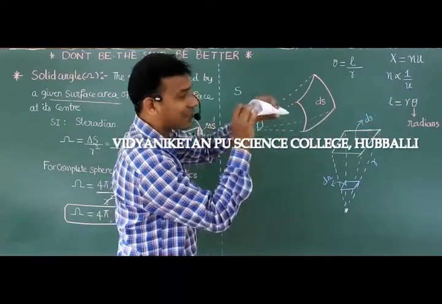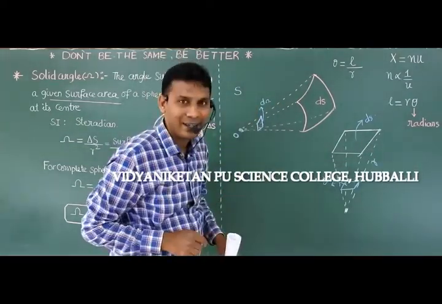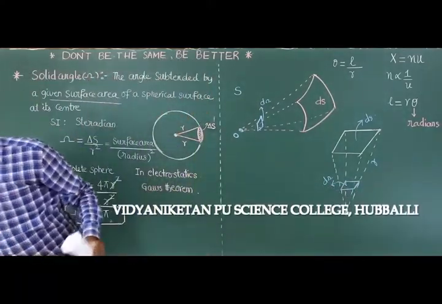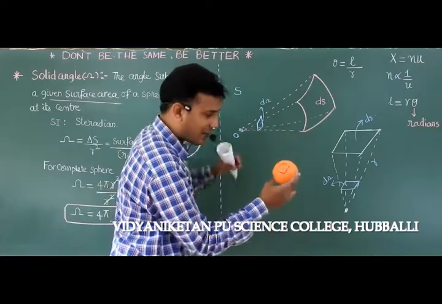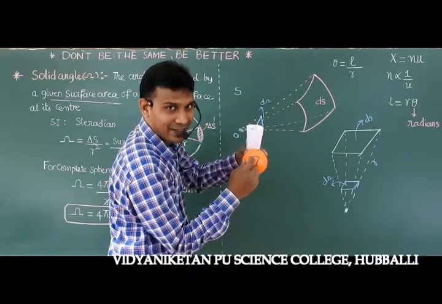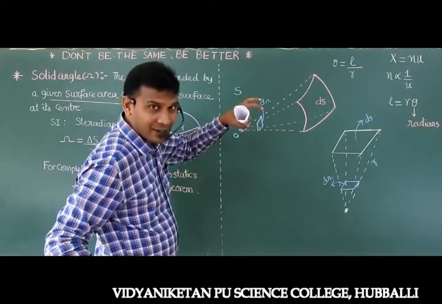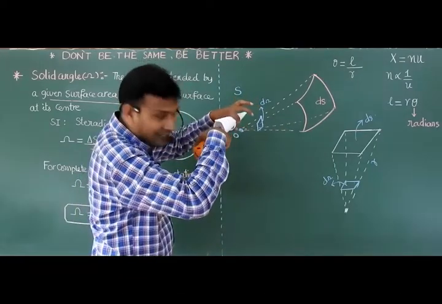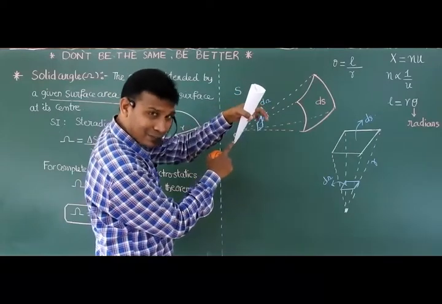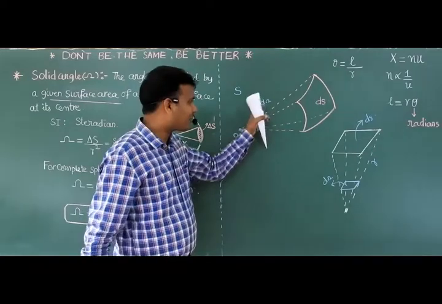The angle subtended by this given surface area at the center is nothing but a solid angle. I hope it is clear. For a given sphere, I am considering this much surface area dS. Whatever angle is subtended by this given surface area at the center of the sphere is known as a solid angle. So how to calculate this dΩ?